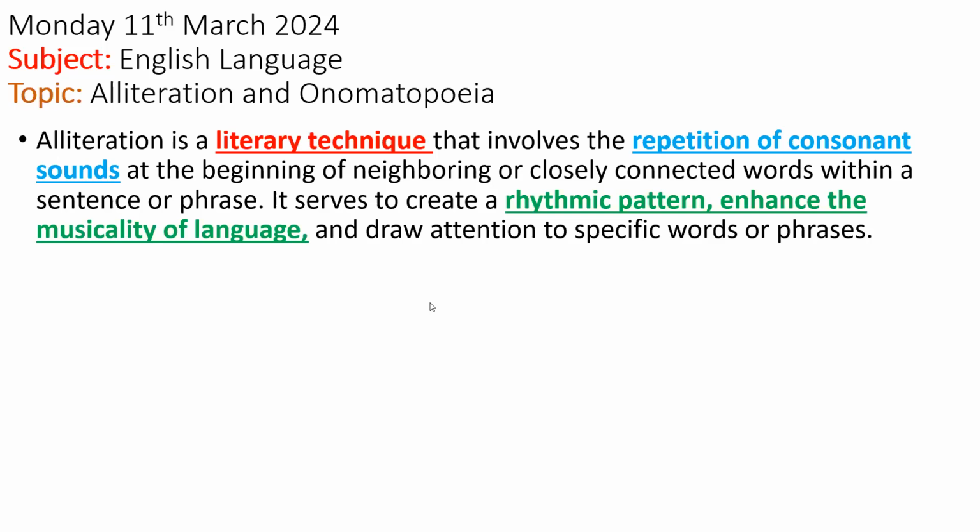Again, just so you know what we're doing, I need you to put an example of alliteration inside the chat. Remember, alliteration is a literary technique that involves repeating consonant sounds, maybe an S, maybe an F, maybe a P. We're repeating that over and over to give our writing some rhythm, to make it sound more musical, or to draw attention to specific words or phrases. So I need everyone to put their own example in the chat.